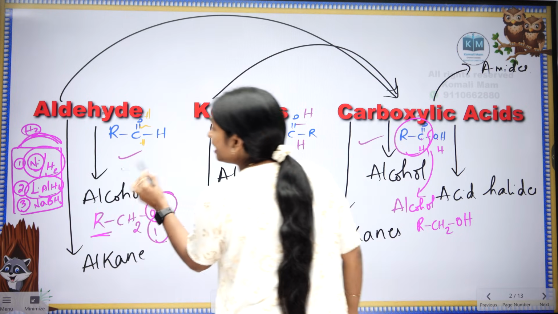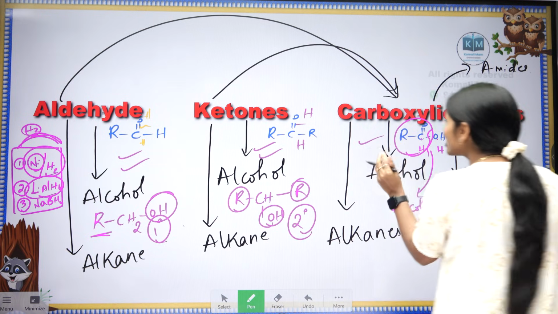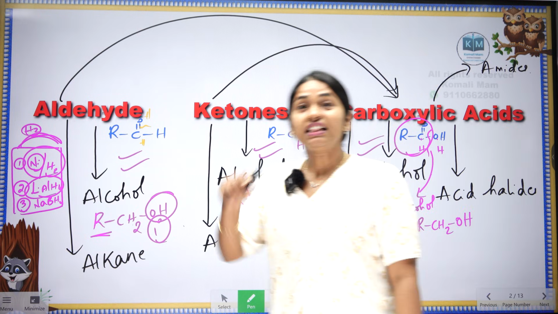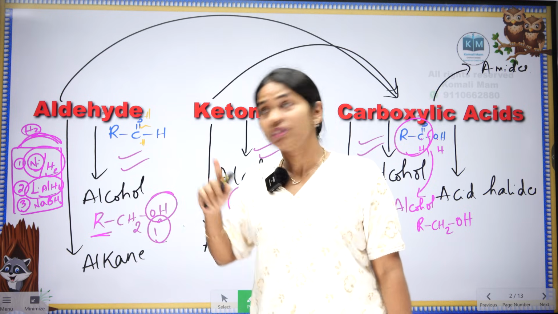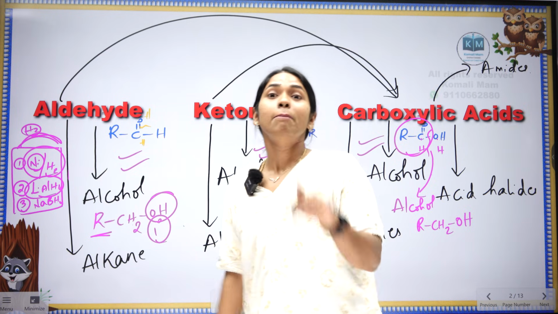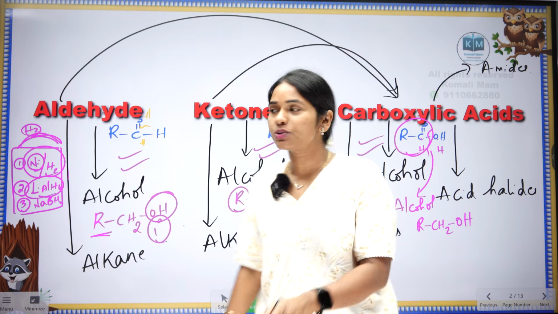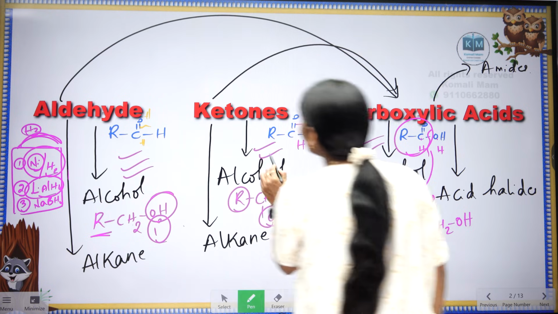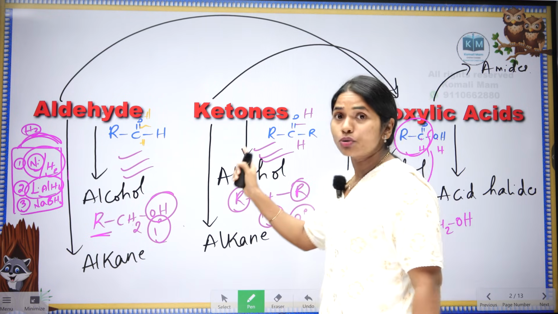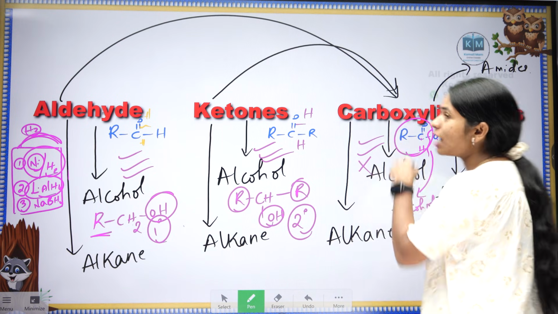Lithium aluminium hydride will do this reaction, this reaction, and this reaction. So three reductions it will perform. These two are strong reducing agents. But sodium borohydride is a weak reducing agent. It will act only on the first two, aldehydes and ketones, but it cannot act on carboxylic acid.